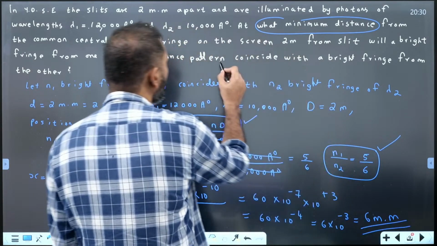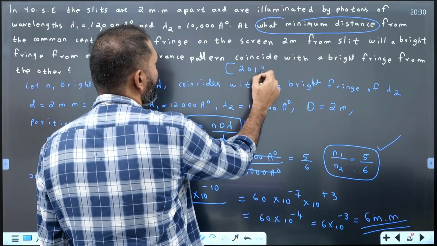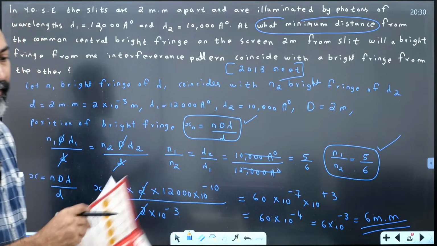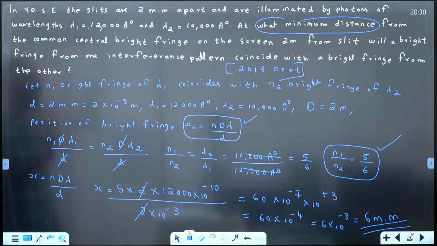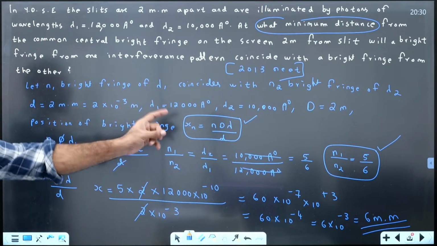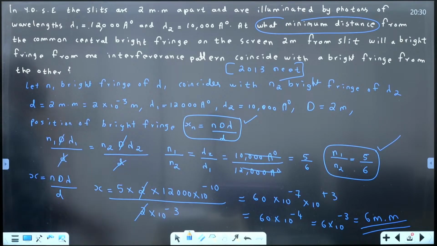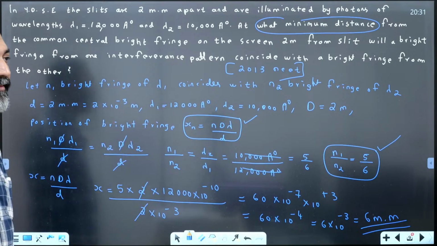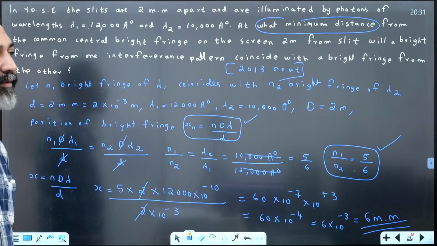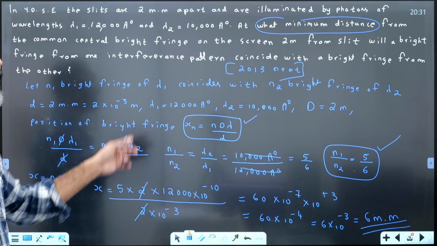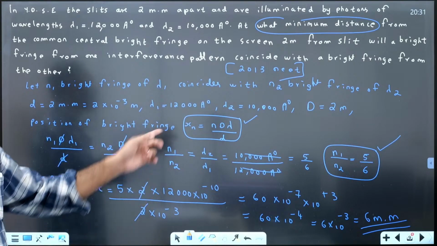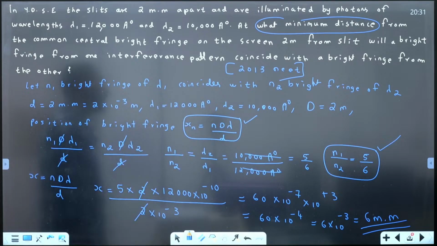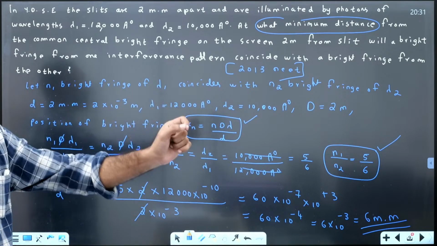It is a 2013 NEET question. It's a very simple problem once you know the concept. It is about the position of bright fringe. What is the equation for the position of bright fringe? n D lambda by d. There are two different cases, but both should be at the same position. So we equate n1 D lambda 1 by d equal to n2 D lambda 2 by d. From that equation, we derived the value of n1 and n2.